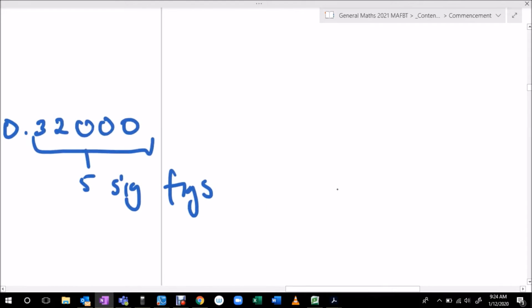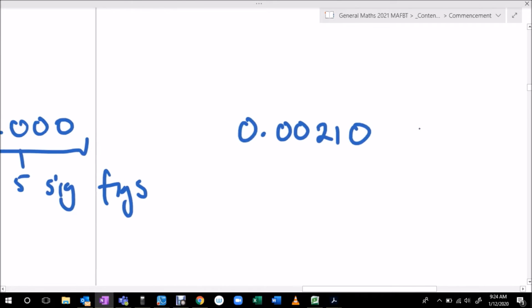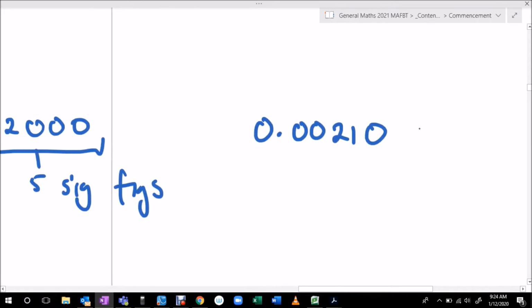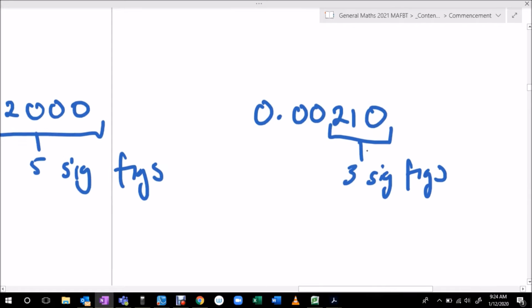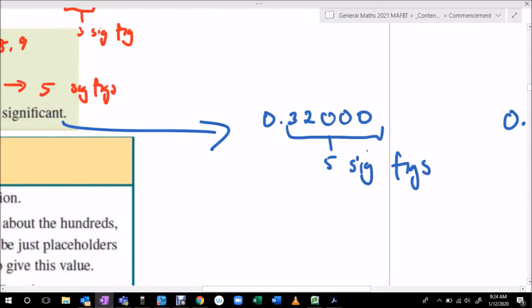Let's do another really quick one. What about this? 0.00210. How many significant figures are in here? Good, 3. Only these are significant. Why aren't the others significant? They're just placeholders. They just tell you that these are 200s or 2000s, 1 10,000, and then there's a 0 there in the end. So just understand those 3 main rules.